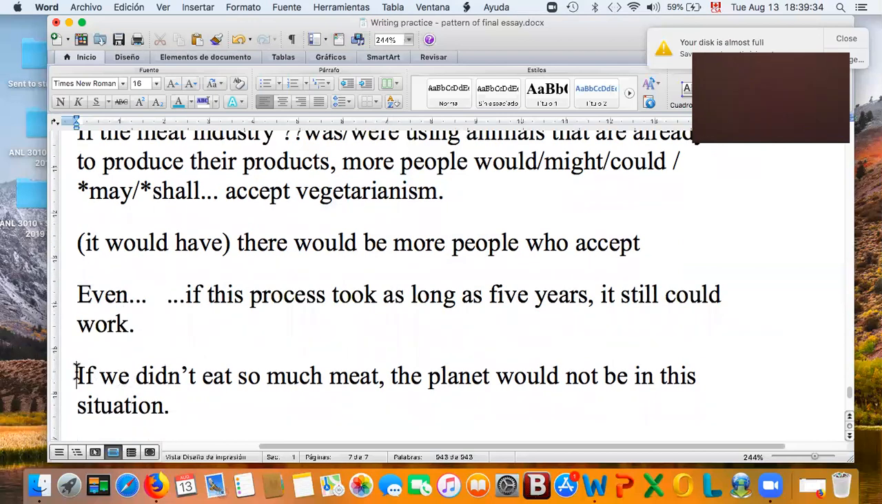If we didn't eat so much meat, the planet would not be in this situation. I think that speaks for itself.